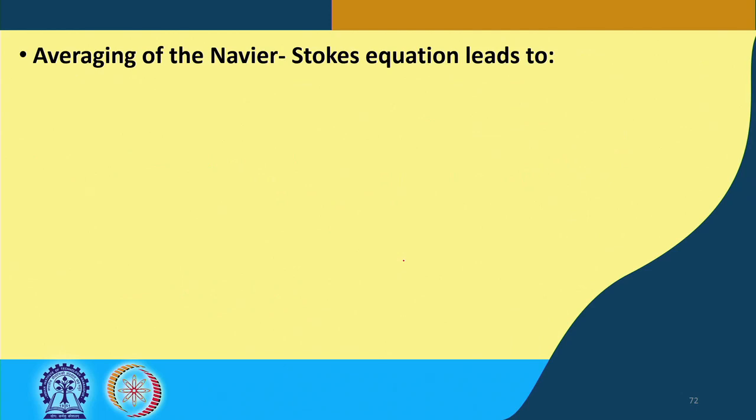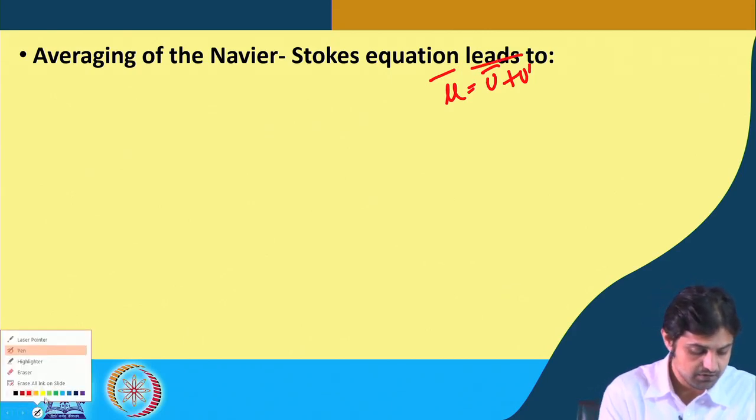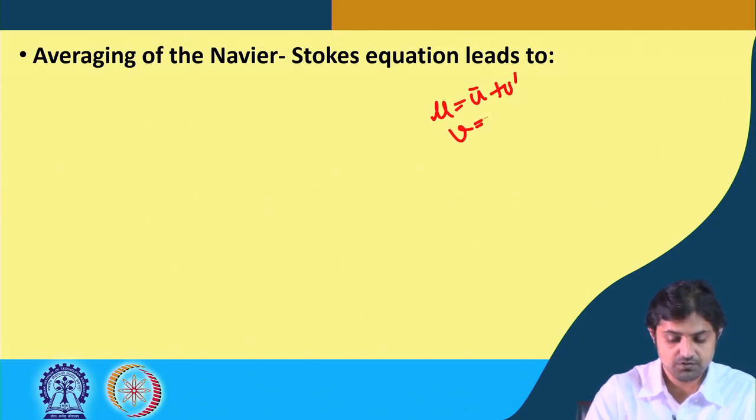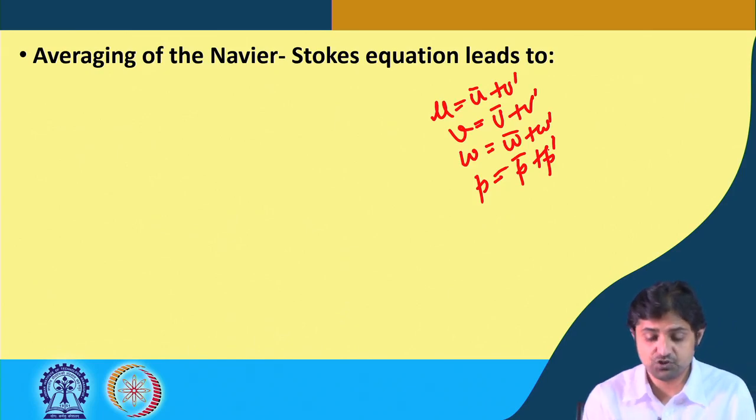So, if we do the averaging of the Navier-Stokes equation, we put u equal to u bar plus u prime, v equal to v bar plus v prime, w equal to w bar plus w prime, and p equal to p bar plus p prime, put it into the equation, and take the whole average of the equation.